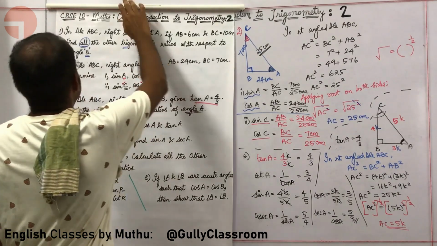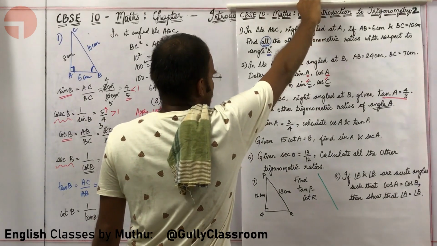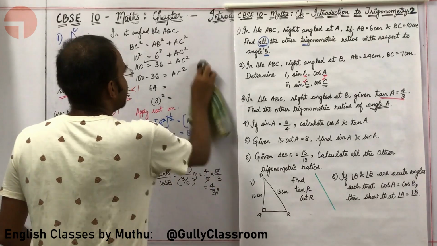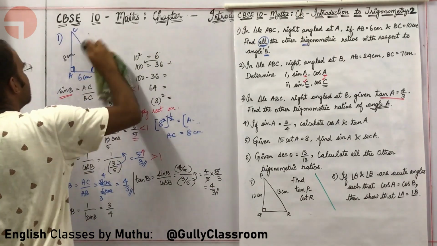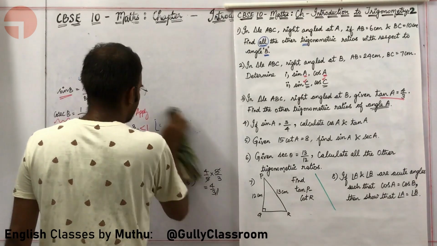So, you have just completed first, second and third problem. Let us go for the fourth problem. Okay, in fourth problem, what have they given? They have given that sin A is equal to 3 by 4. Let us do this particular problem, sir.